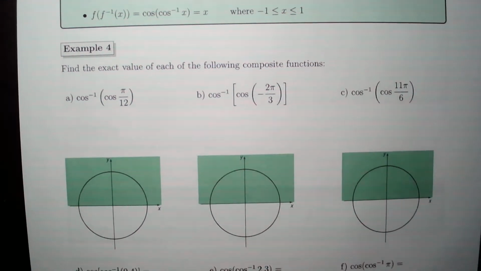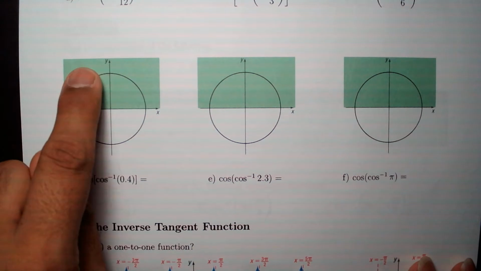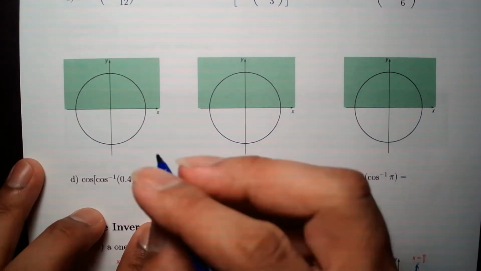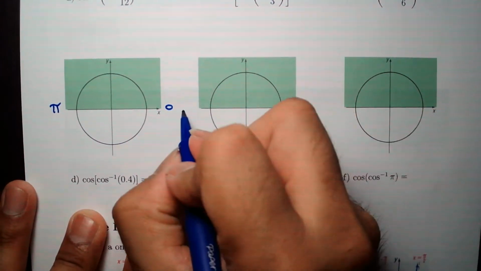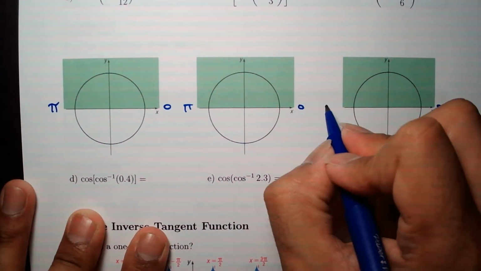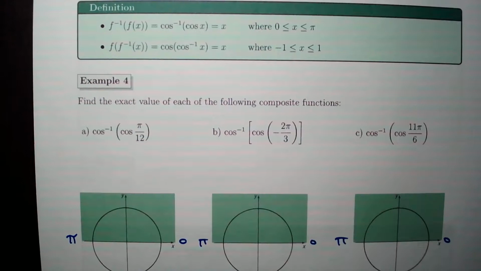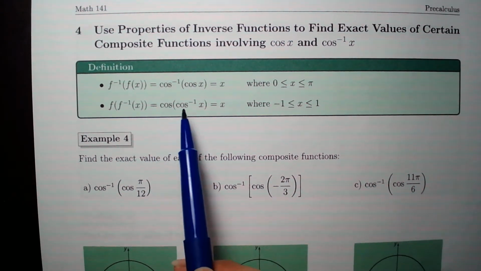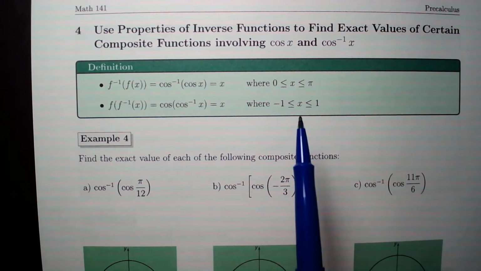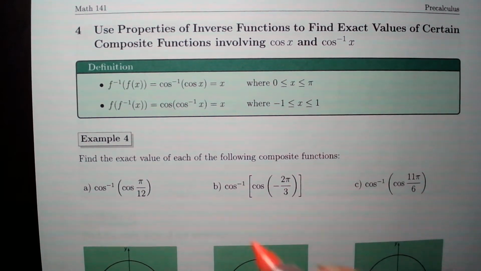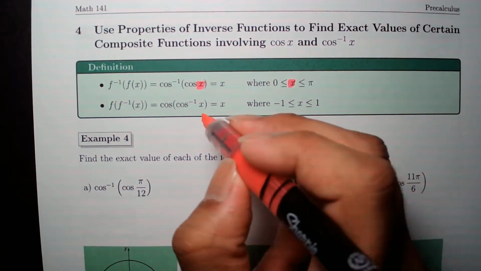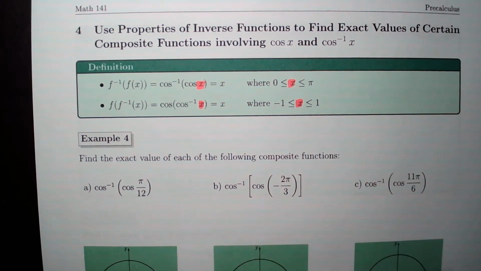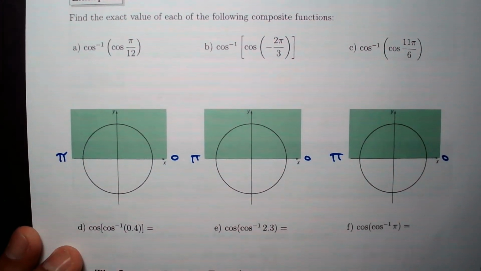And in this case, for the pictures I drew for you, I have shaded that 0 to pi, 0 to pi, and 0 to pi. And likewise for the reverse order of the composition, we need to make sure that x lies within -1 and 1. So let's go ahead and do a couple of examples.